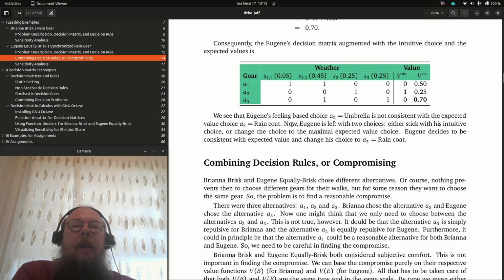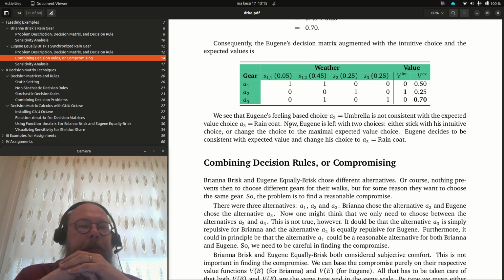Okay. So what happens now? That's an interesting thing. So Eugene is left with two choices, either stick with his intuitive choice or change the choice to a maximal expected value choice, which is then A3. And Eugene decides to be consistent with the expected value and change his choice to A3 raincoat. So this was the problem description, reward decision matrix and decision rule with solution for Eugene.